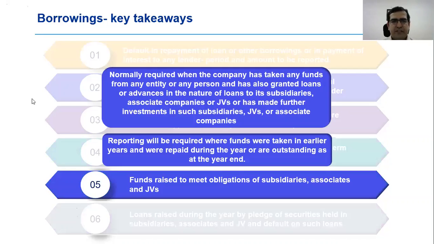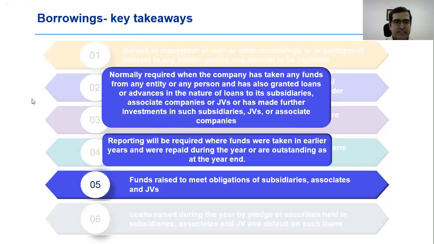Moving on, again a very interesting point. Funds raised to meet obligations of subsidiaries, associates, and joint ventures. Now normally, what is expected is that when the company has taken any funds from an entity or a person and has granted a loan to its subsidiaries, associates, or JVs, then reporting under this clause should trigger. The idea of this clause is to really be able to trace the utilization of funds.